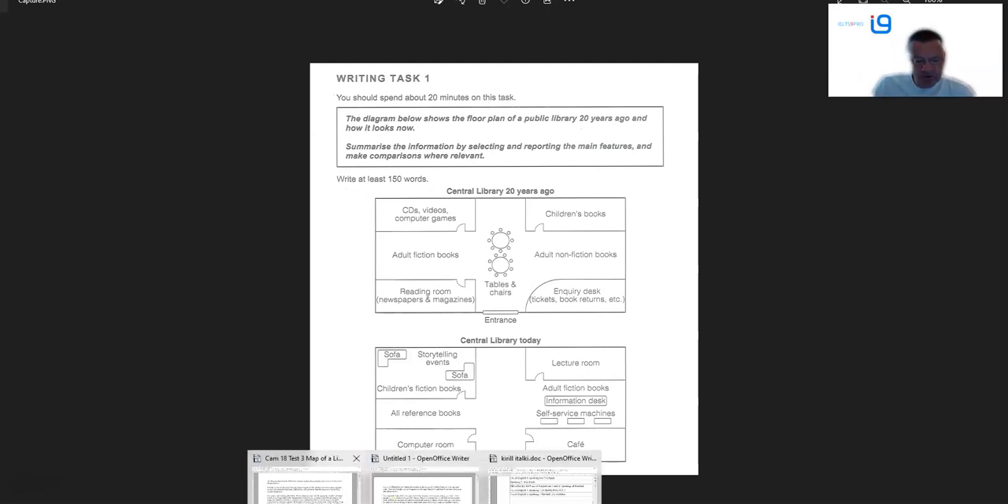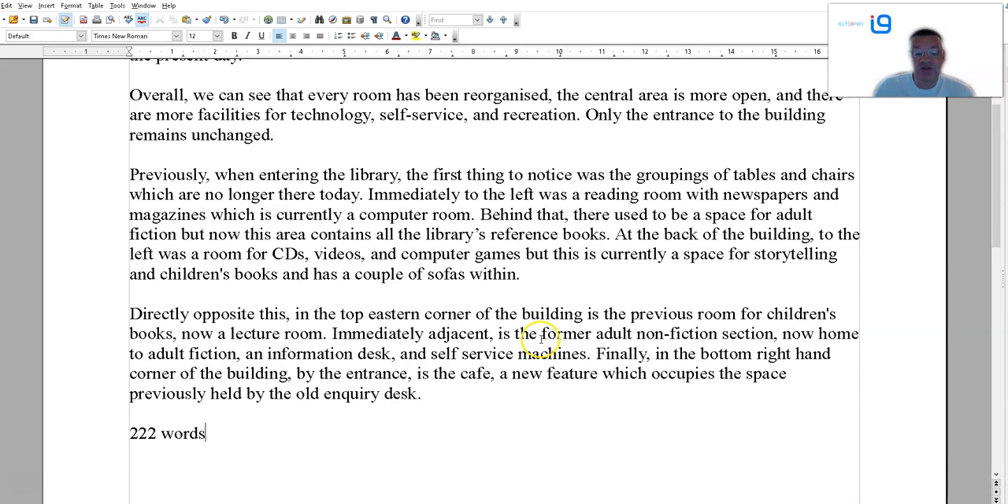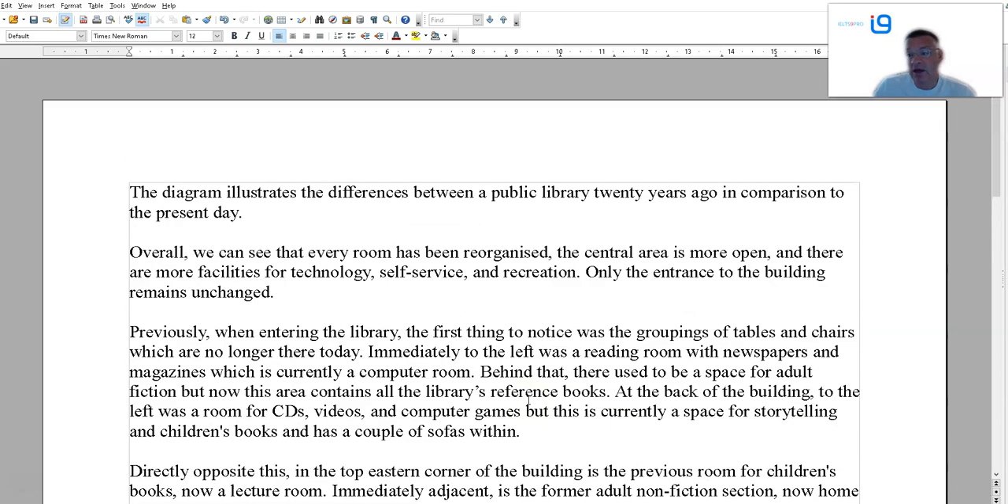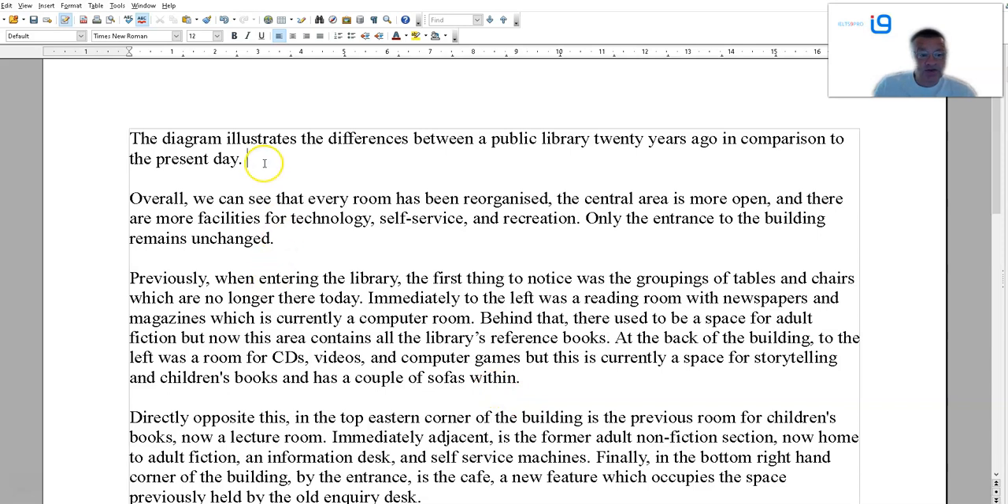So now, mine's 222 words. That's because there's quite a lot of information here, so I'm making comparisons. So you've got your introduction first. The diagram illustrates the differences, okay? Now, like I keep saying, and no doubt will continue to, the overview.